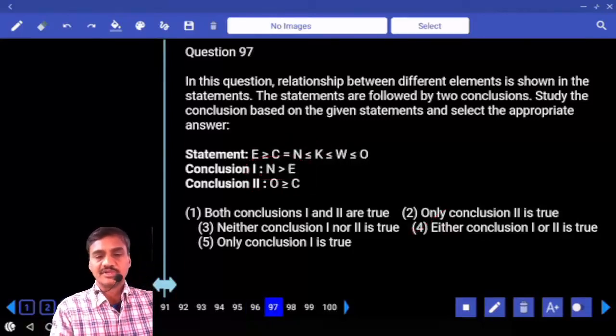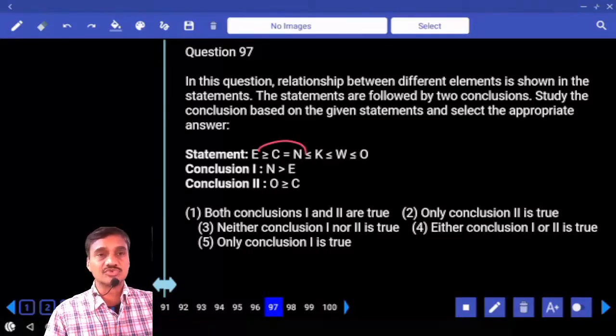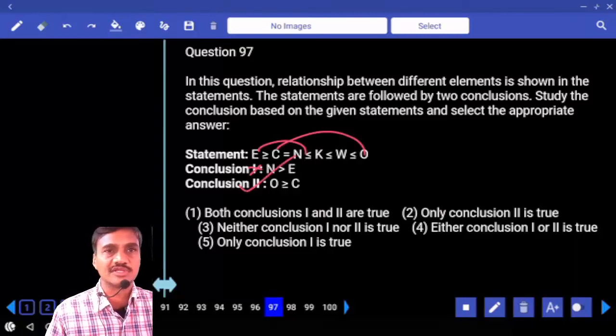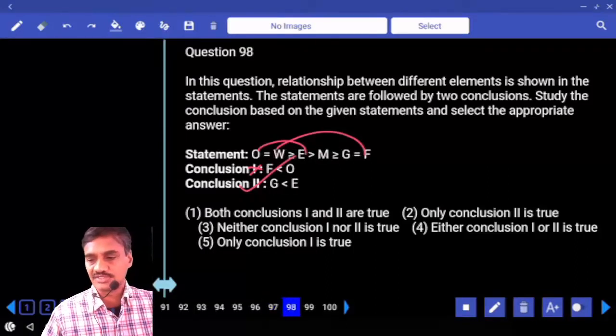Then 97. Now in this 97, the relation between E and N. E is greater than or equal to N, so N lesser than or equal to E, and N greater than E is false. And the relation between C and O: C lesser than or equal to O, O greater than or equal to C. Hence only 2 follows, that is choice 2, 97.